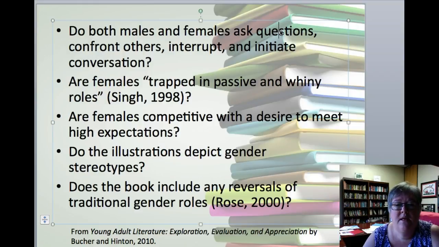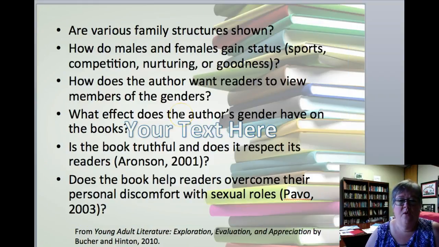You want to consider whether or not females are trapped in passive and whiny roles. You want to ask, are the females competitive with a desire to meet high expectations? Do the illustrations depict gender stereotypes? Does the book include any reversals of traditional gender roles? And here are a few more.